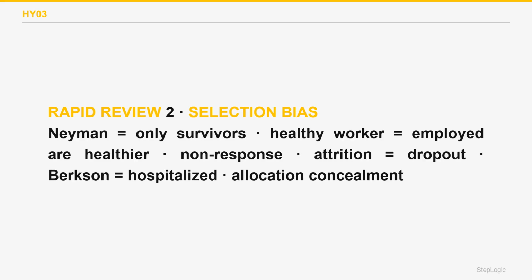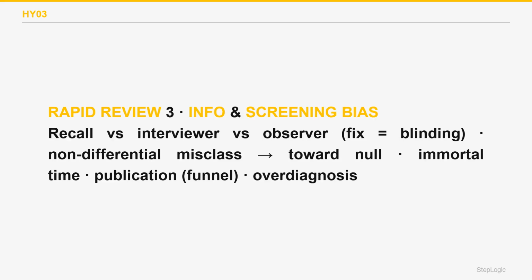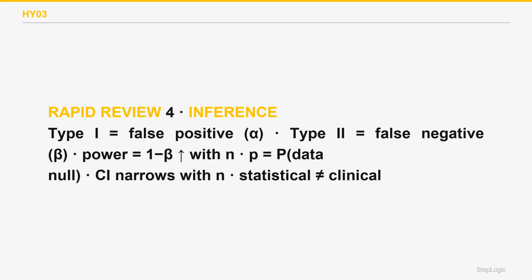Selection biases decide who gets studied. Neyman bias drops the early deaths. The healthy worker effect makes any job look protected. Random misclassification hides real effects toward the null. Overdiagnosis inflates survival while mortality stays flat.